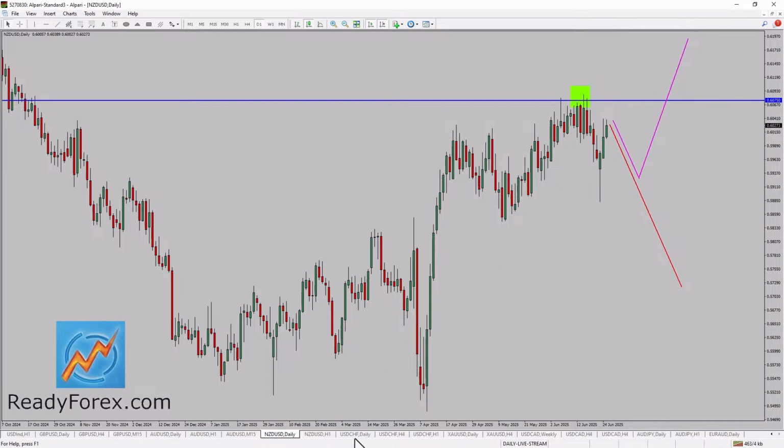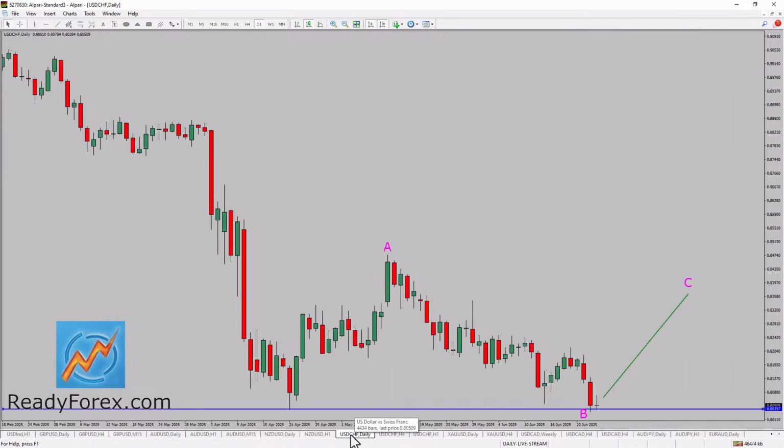Next, US dollar Swiss franc. Now in USDCHF currency pair, price action did manage to break below the old swing low. However, the way USD Swiss franc is behaving, it is quite possible that market is going to find aggressive buyers.